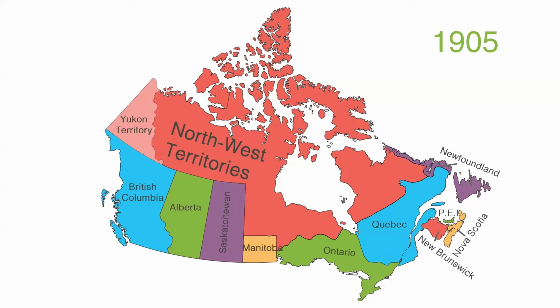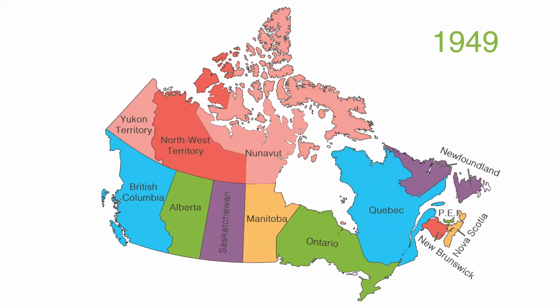In 1905, Alberta and Saskatchewan were added as the 8th and 9th provinces. And you can see here we have more continual growth of Quebec, Ontario, Manitoba. All of them are starting to grow into what we know more today as their land masses.